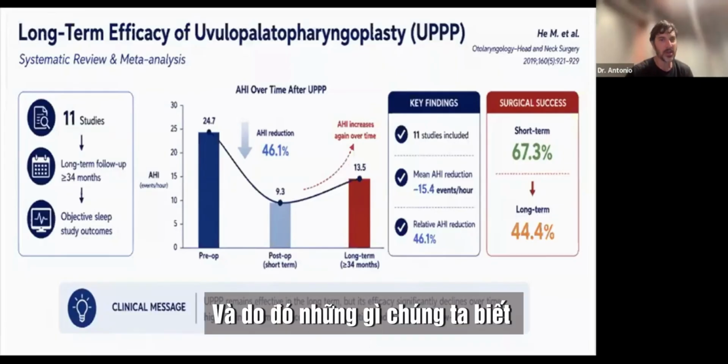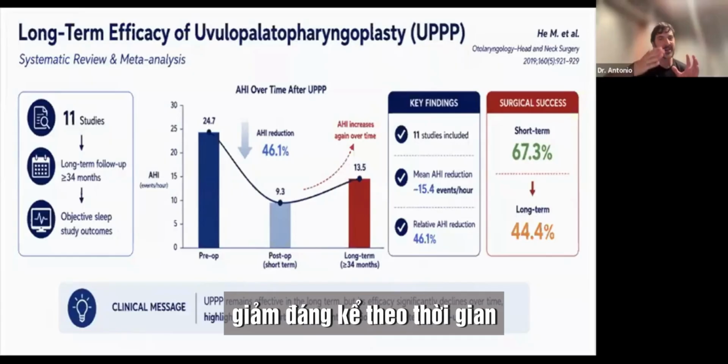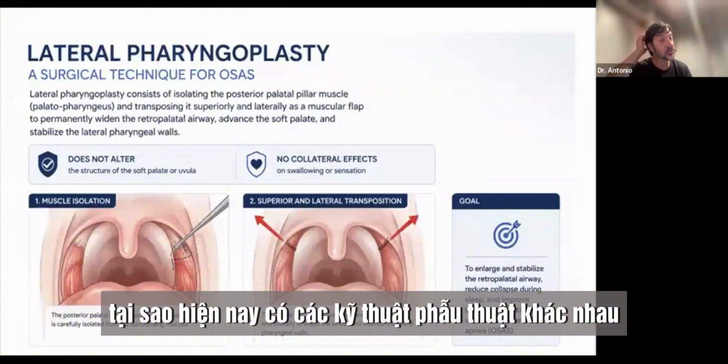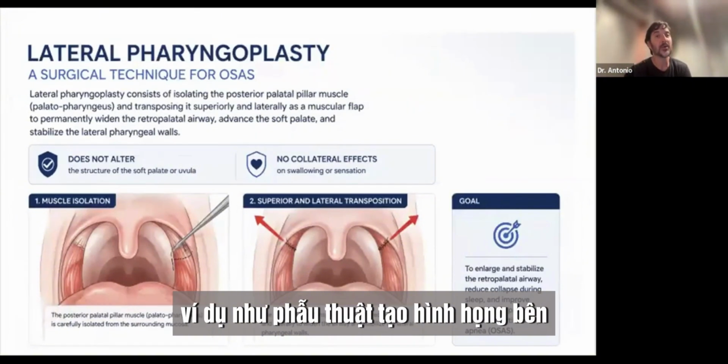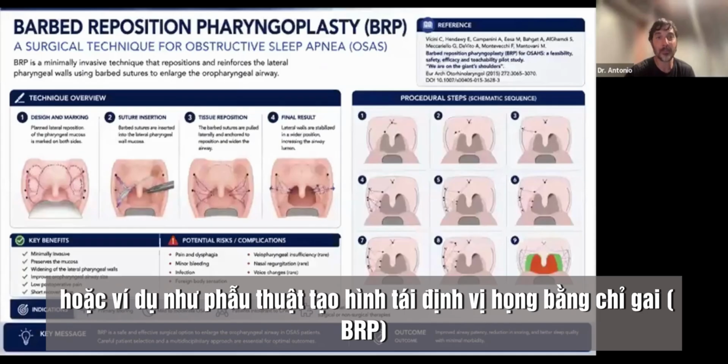And so what we know is that this technique remains effective in the long term, but its efficacy significantly declines over time. And that's the reason why now there are different surgical techniques. For example, the lateral pharyngoplasty, or for example, the barbed reposition pharyngoplasty.